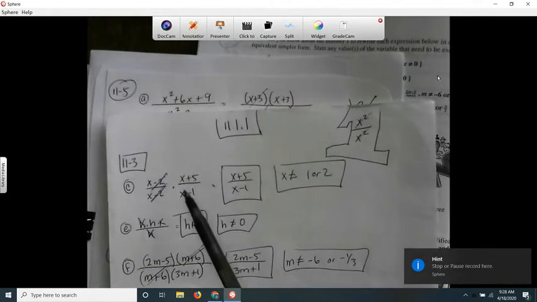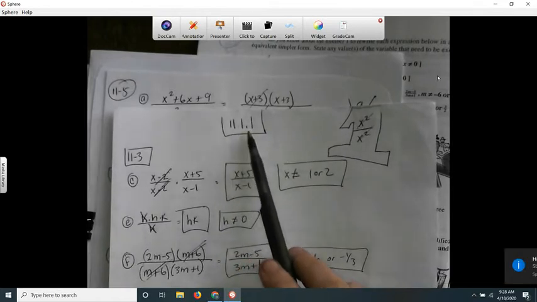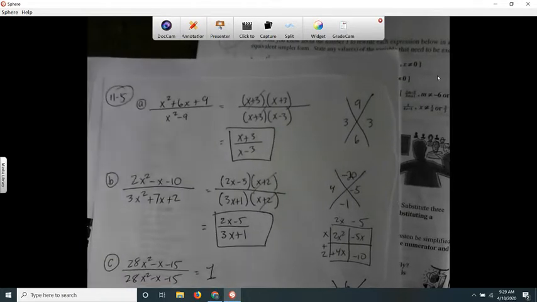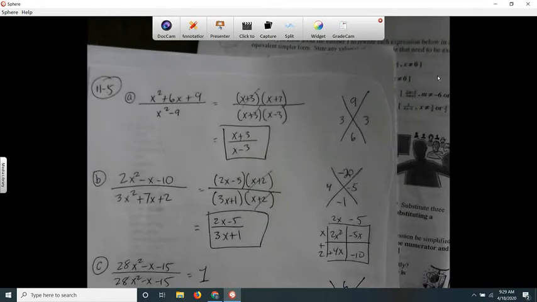Here's Integrated 3, 11.1.1 lecture part 2. So we're learning about how to simplify rational functions by using giant 1.